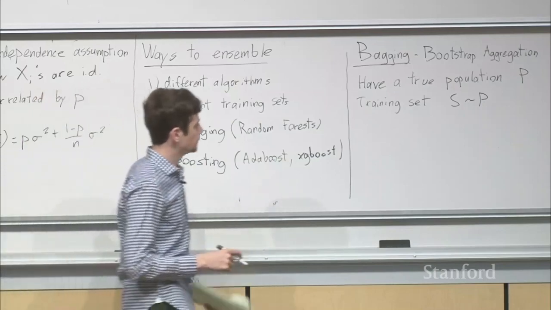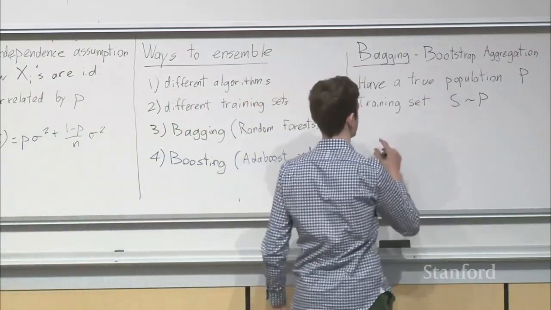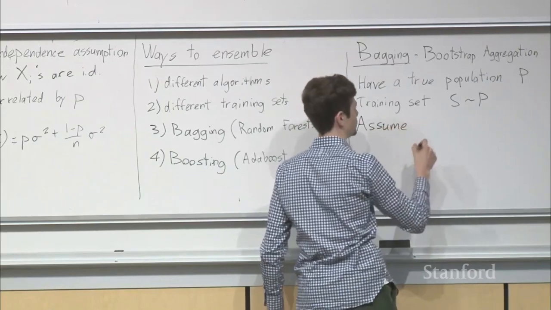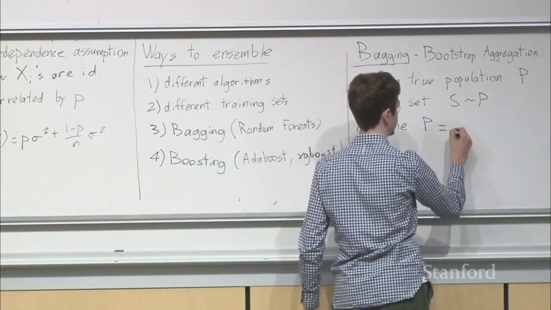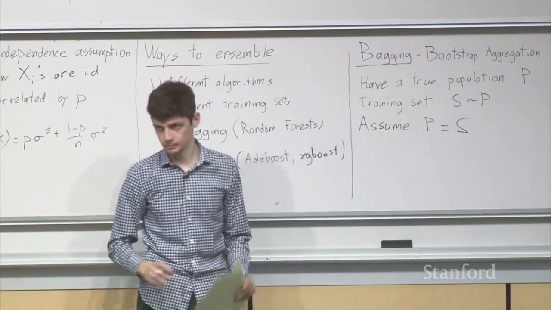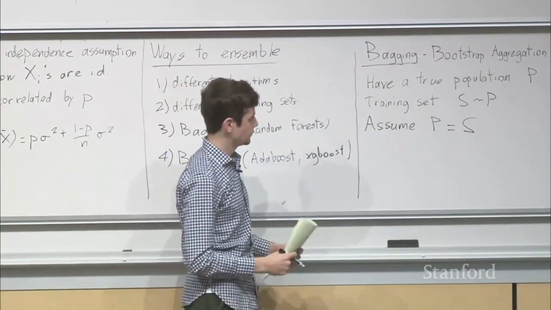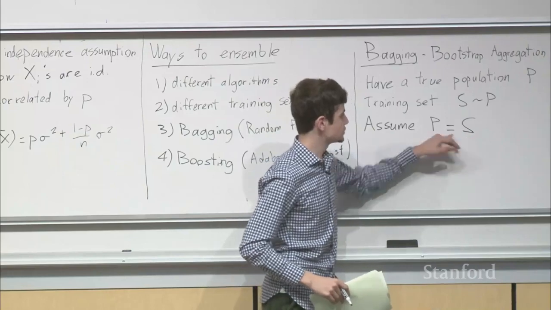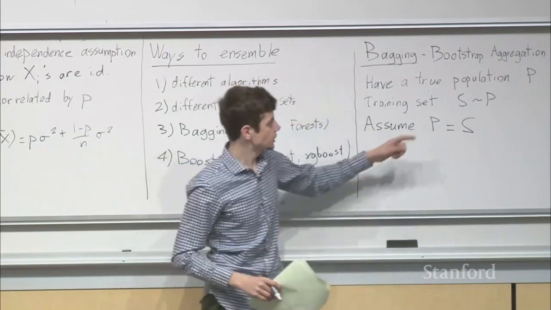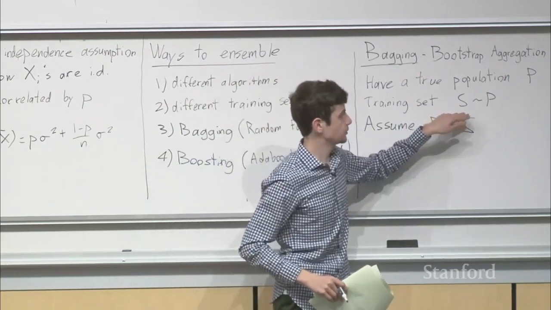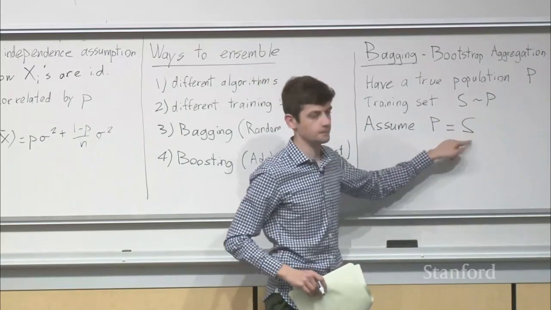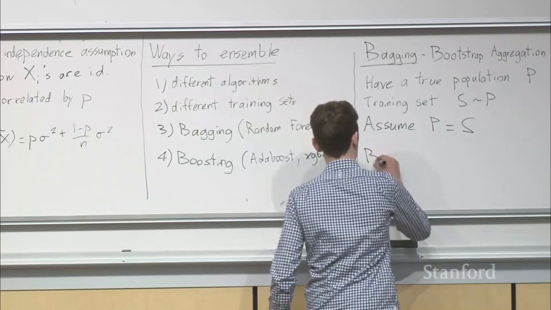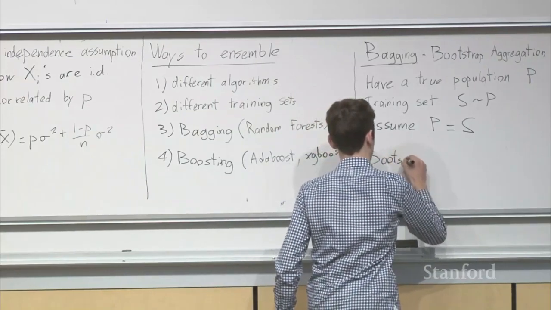And so what bootstrapping does is you assume basically that your population is your training sample. Okay? So you assume that your population is your training sample. And so now that S is approximating your P, you can draw new samples from your population by just drawing samples from S instead. Okay? So you have what are called bootstrap samples.